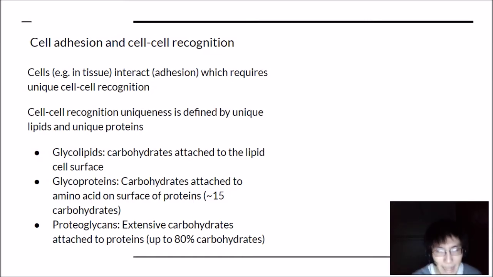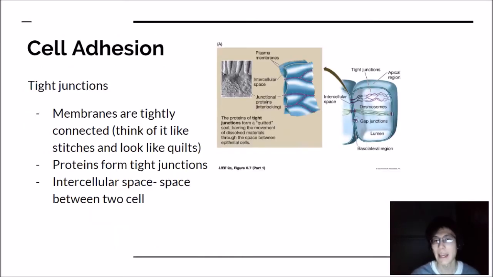Now, that's cool and all, but what about adhesion? What about that connection between cells? Well, there are different types. There are actually 3 different types of cellular adhesions that we talked about. The first one that we mentioned was this idea of a tight junction. So tight junctions are simply membranes that are tightly packed together and kind of interwoven.